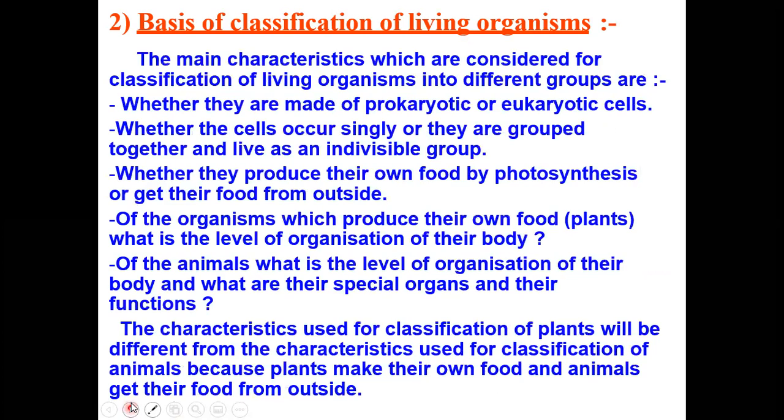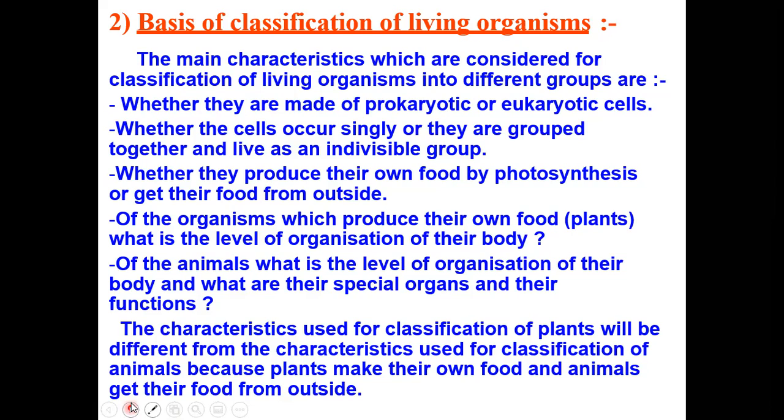What is the basis of classification of living organisms? The main characteristics which are considered for classification of living organisms into different groups are whether they are made of prokaryotic or eukaryotic cells, and whether the cells occur singly or are grouped together and live as an indivisible unit. They produce their own food by photosynthesis or get their food from outside.